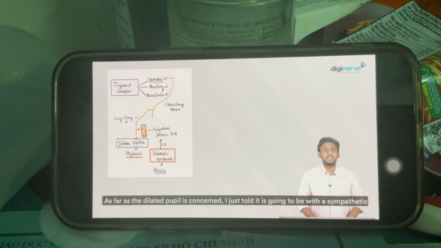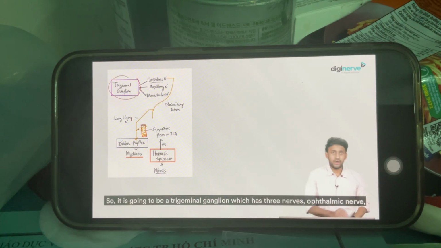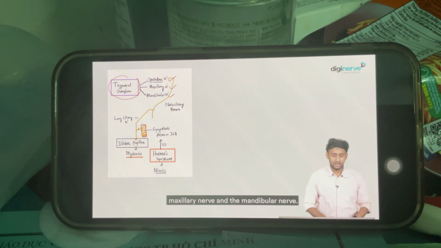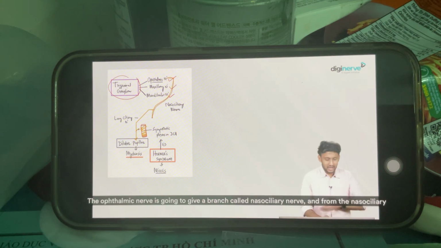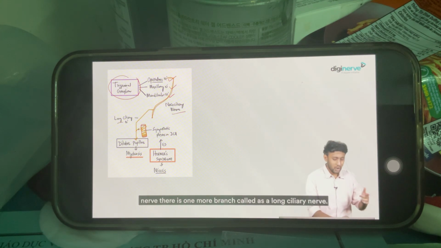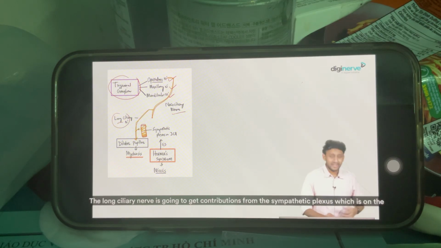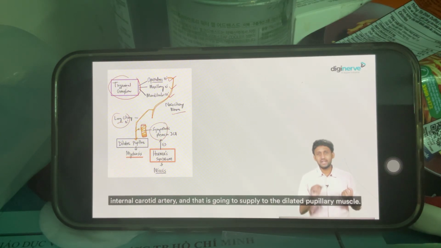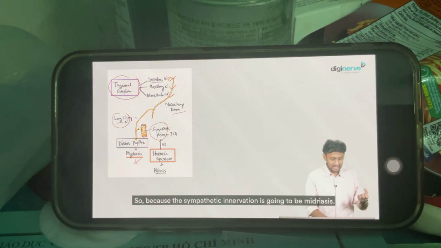As far as the dilated pupil is concerned, I just told you it's going to be the sympathetic supply. So it's going to be the trigeminal ganglion, which has three nerves: the ophthalmic nerve, maxillary nerve, and the mandibular nerve. The ophthalmic nerve is going to give a branch called the nasociliary nerve, and from the nasociliary nerve is one more branch called the long ciliary nerve. The long ciliary nerve is going to get contributions from the sympathetic plexus, which is on the internal carotid artery, and that's going to supply the dilator pupillae muscle. So because of sympathetic innervation, there is going to be mydriasis.